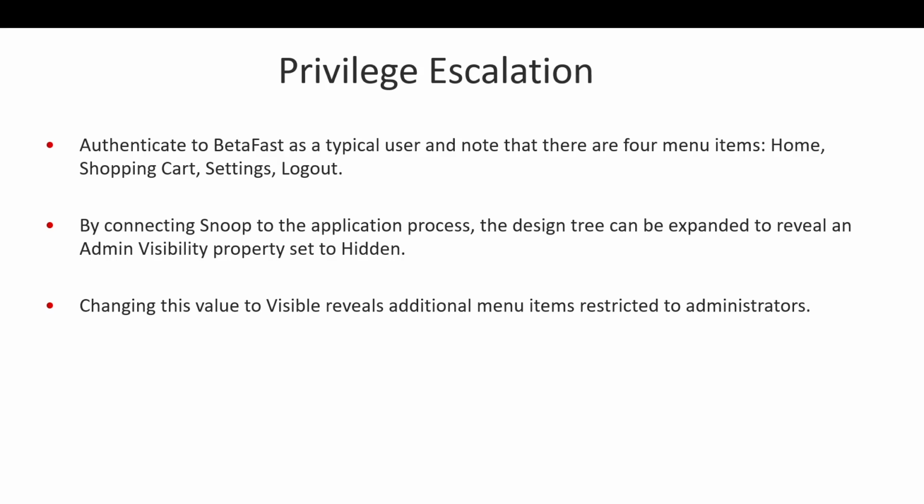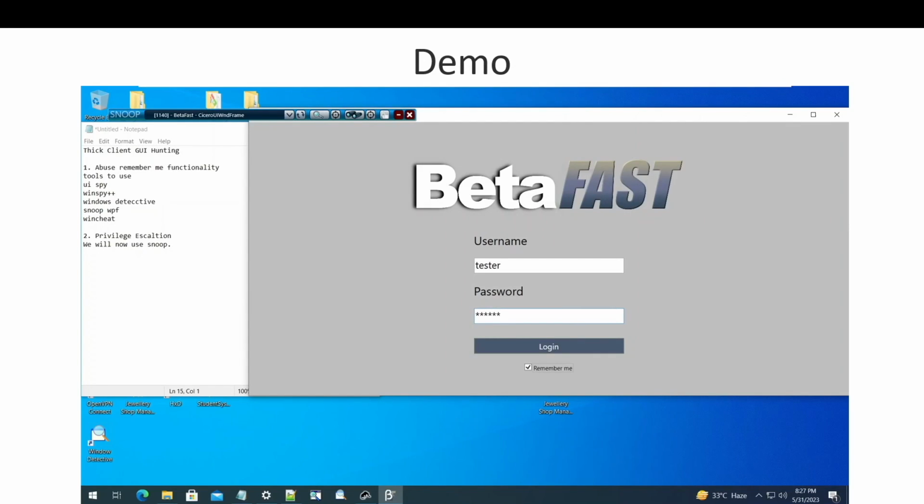So basically, today I'm presenting the Beta Fast software. It is another vulnerable software where we are taking the scenario. There is a normal user and an admin user. The normal user has the functionality of home, shopping cart, settings, and logout, whereas the admin has more than two additional functionalities related to admin, where it could modify and add users.